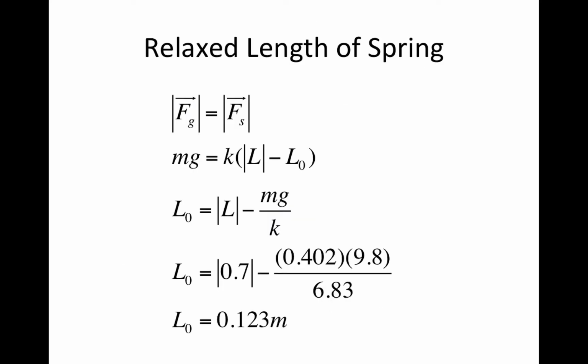Moving into the code, in order to find the relaxed length of the spring mass, you set the gravitational force equal to the spring force because they are at static equilibrium. The relaxed length is 0.123 meters.